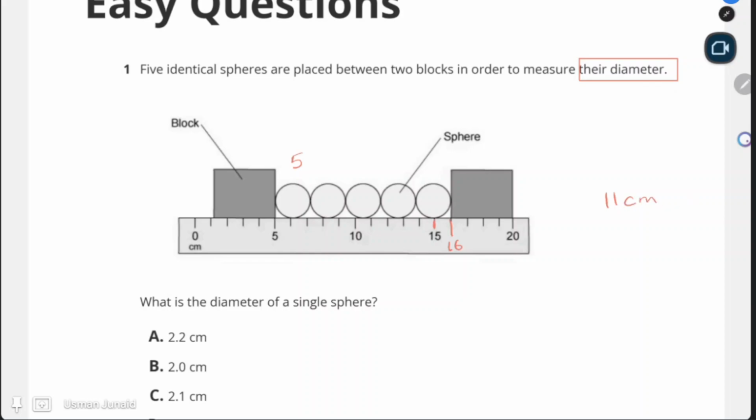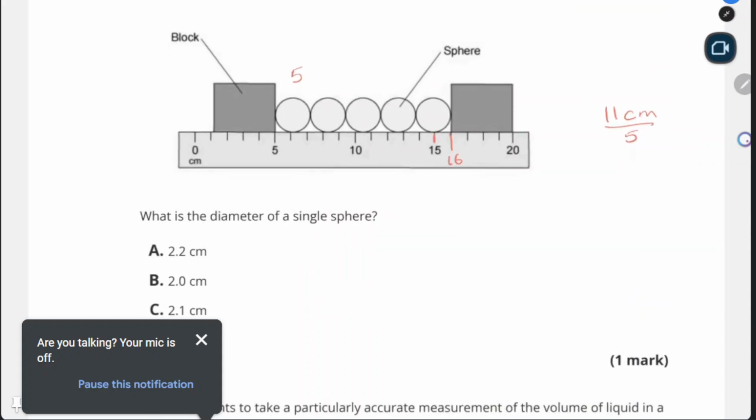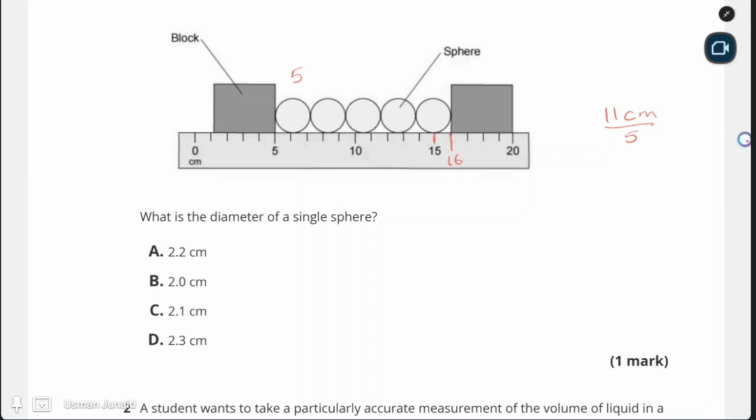And we have how many balls or spheres? 5. So 11 over 5. What is 11 over 5 as a decimal value? Oh my god, I hate fractions. So just do long division. 5 twos give you 10, 1 left, and another 2 gives you another 10, so 2.2. And that's your value. You have 2.2.